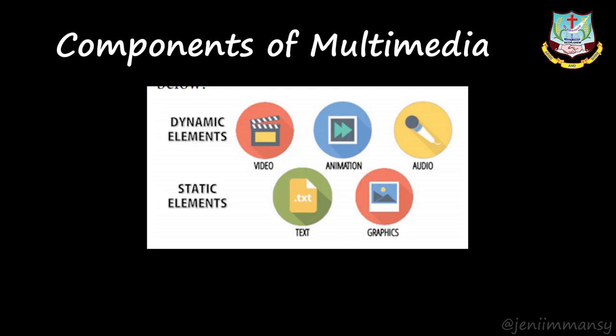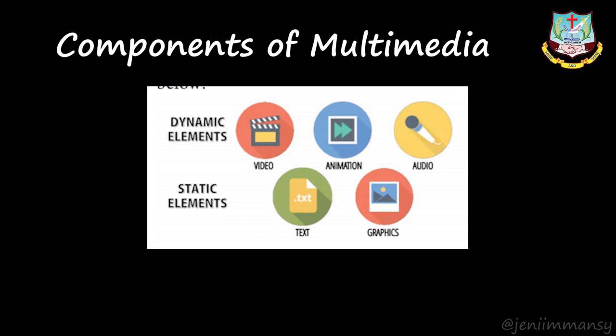If you see a video, it will have some movements, and those movements will be representing the information, right? When the video is playing only, you will be able to understand the message it is conveying. If it is an animation also, it will have some movement, and through those motions only, you will be able to understand the information. In audio also, if it is played, you will understand the information from that medium. So they are dynamic elements, and static elements are text and graphics.